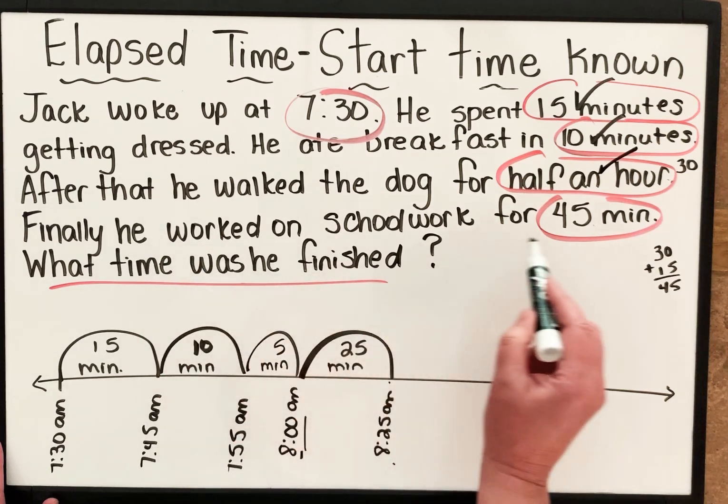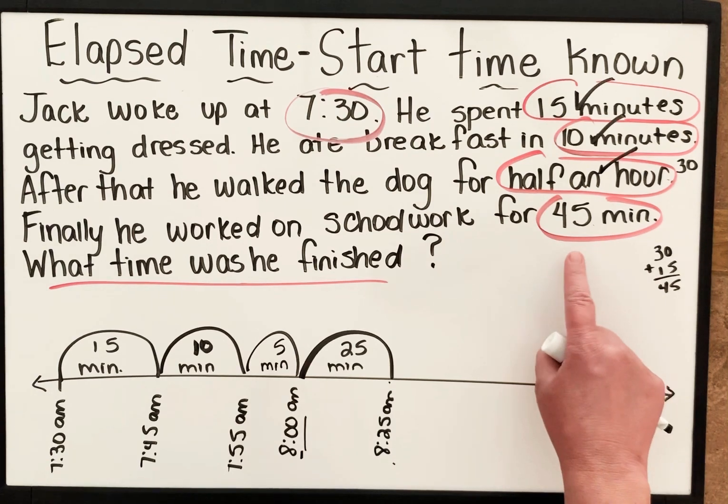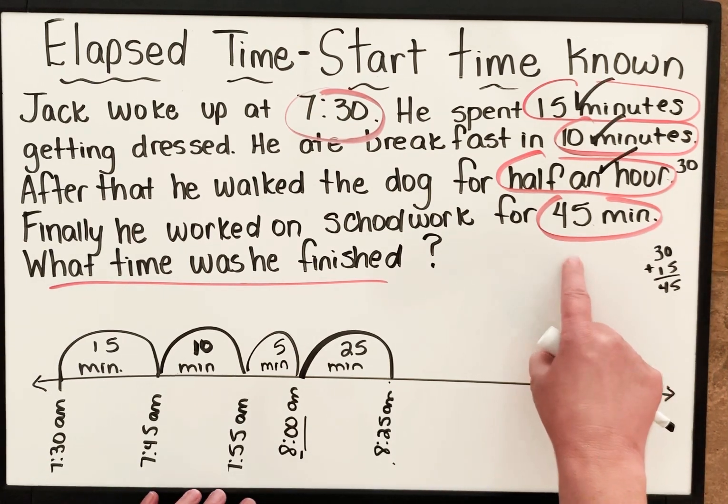He worked on schoolwork for 45 minutes. What time was he finished? So now I've got to add 45 minutes to this. But we have to be very careful because once I get to 60, then that means I have a new hour. So I'm going to again kind of think about this number here.